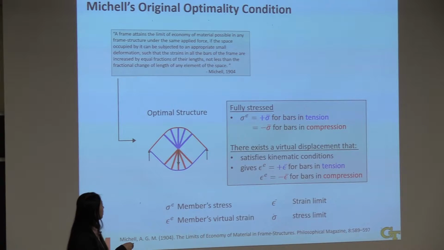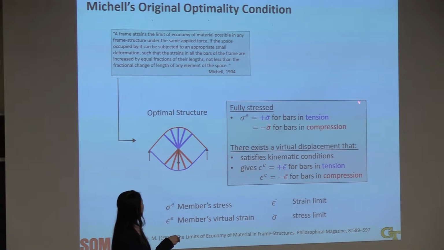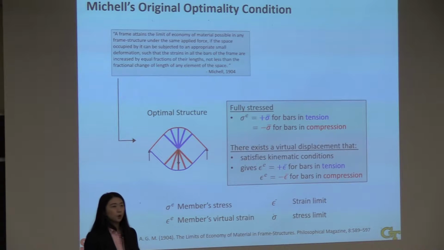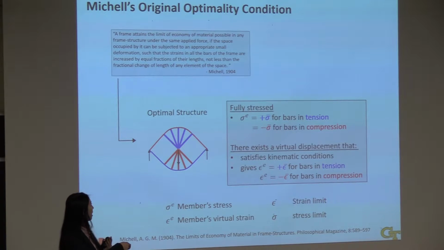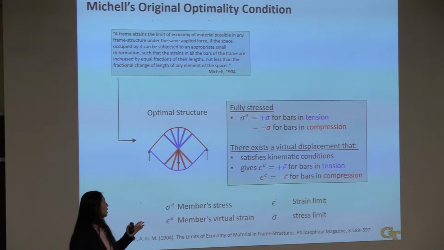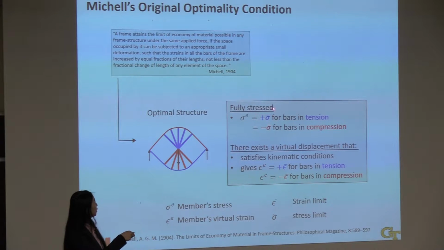So the first condition is that the structure needs to be fully stressed. Here we need to have a stress limit on the structure. All the bars in tension need to be fully stressed to this stress limit, and all the bars in compression need to be stressed to this value.